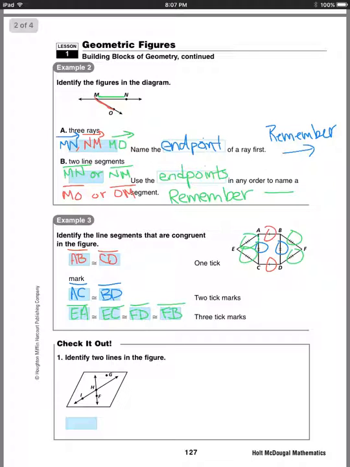So do your check it out. I would like you to also find two rays, one line segment, and one plane. Okay? So find those things and then come get them checked. But don't be a slacker and not find those extra things.